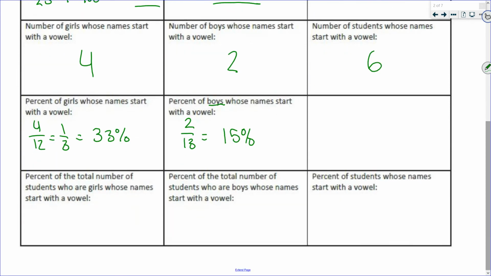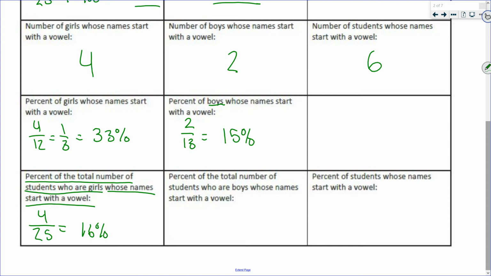All right, so last three questions. The percent of the total number of students who are girls whose names start with a vowel. Okay, so the percentage of total number of students was what? 25. Out of that 25, 4 had a name that started with a vowel. So 4 out of 25, which would be 16%. 16% of the population starts with a vowel for girls.